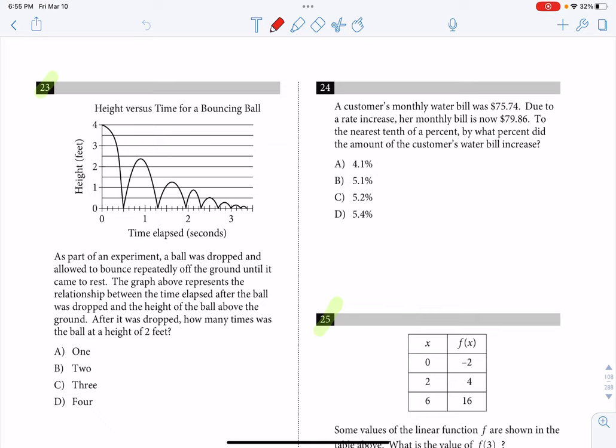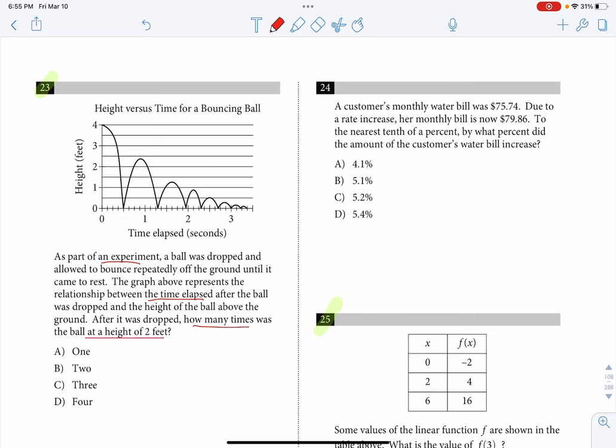Okay, number 23. As part of an experiment, a ball was dropped and allowed to bounce repeatedly off the ground until it came to rest. The graph above represents the relationship between the time elapsed after the ball was dropped and the height of the ball above the ground. After it was dropped, how many times was the ball at a height of 2 feet?